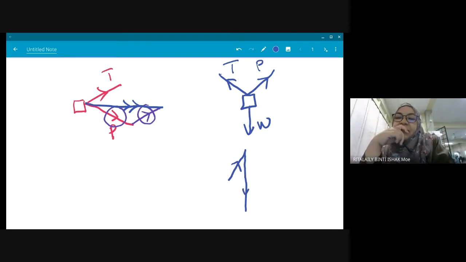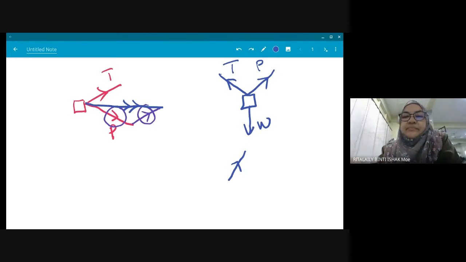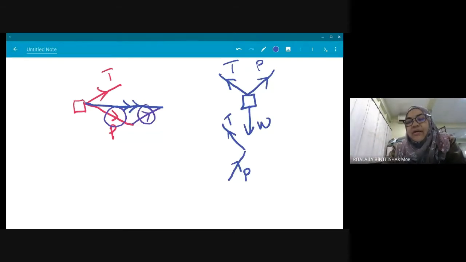Sekejap, kenapa saya punya ni tak equilibrium? And then we draw, this is P, and then we draw T. Okay, kalau awak tengok dia parallel to P, and then dia parallel to T, and then this is the weight.